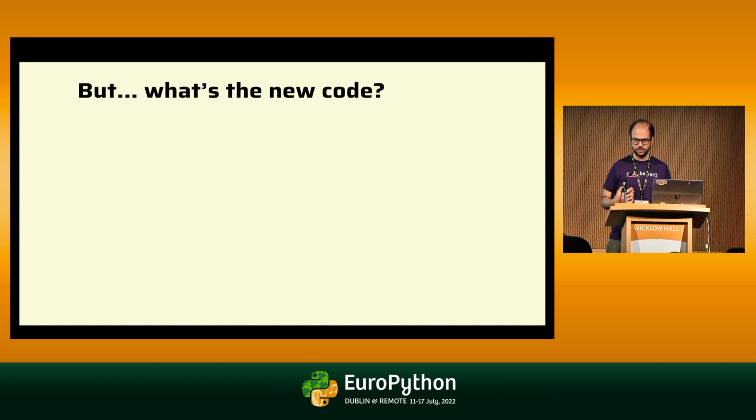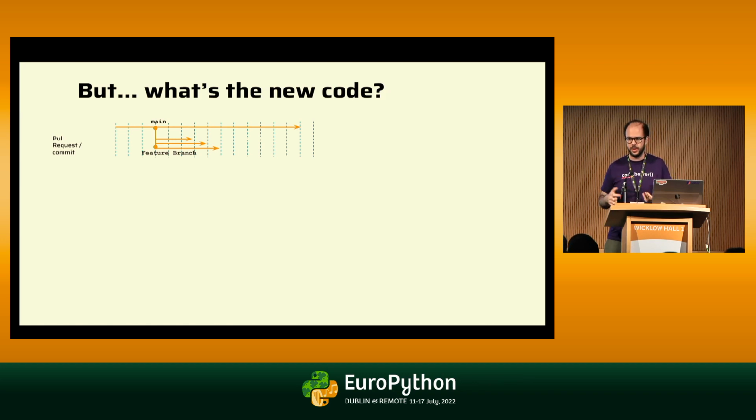But what is new code actually? So let me clarify that. The easiest way to think of new code, probably the most intuitive way, would be to think about a new commit, a new pull request that you're actually writing on the main branch. However, we can extend the concept a bit, and think of it also in terms of number of days.